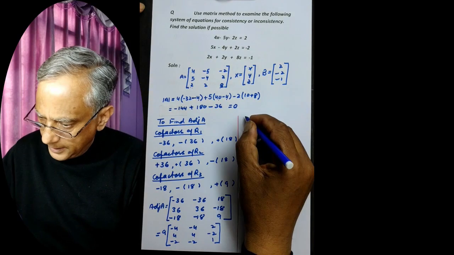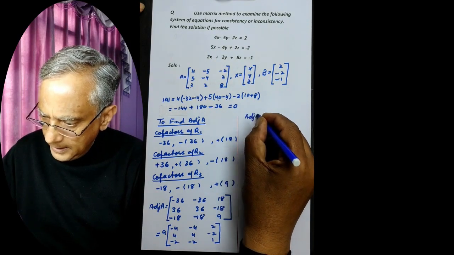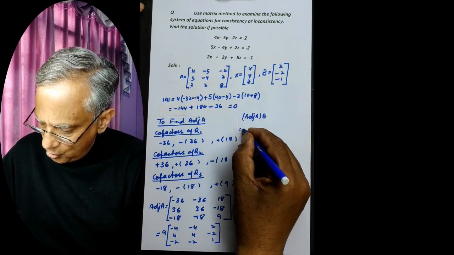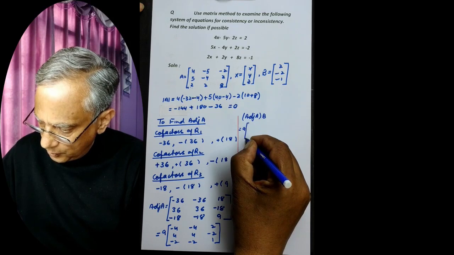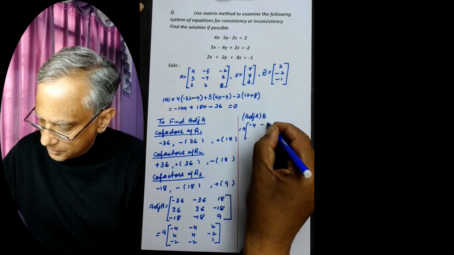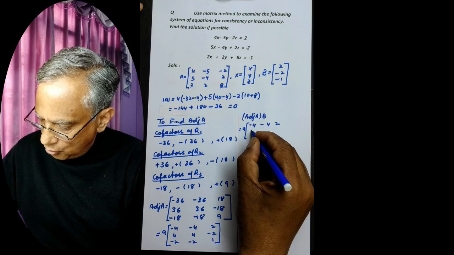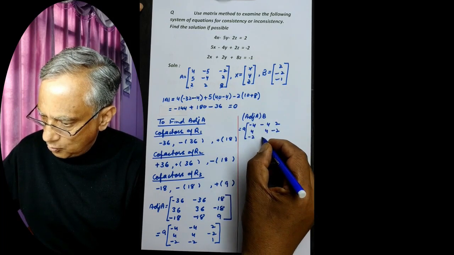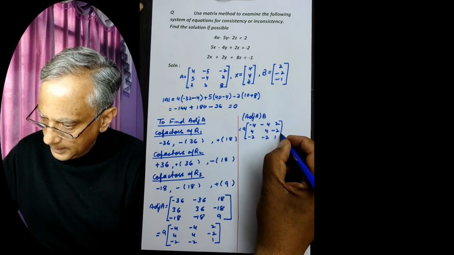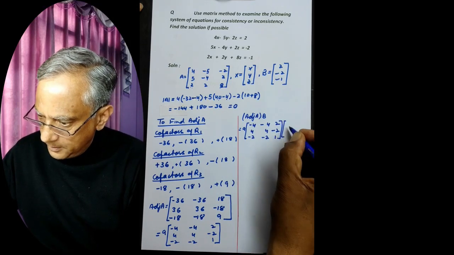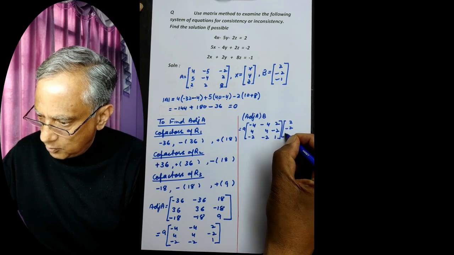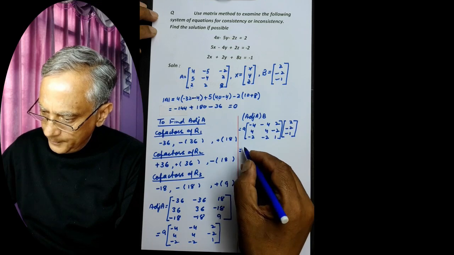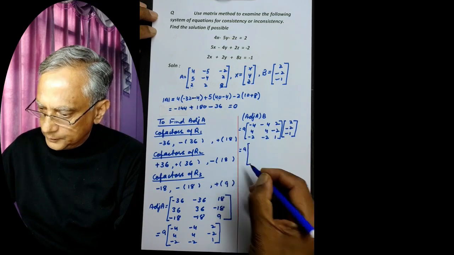Now we find adjoint of A into B. And this is equal to 9 into minus 4, 2, 4, 4, minus 2, minus 2, 1, into B. How much is B? B is 2 minus 1. And this is equal to 9 into.